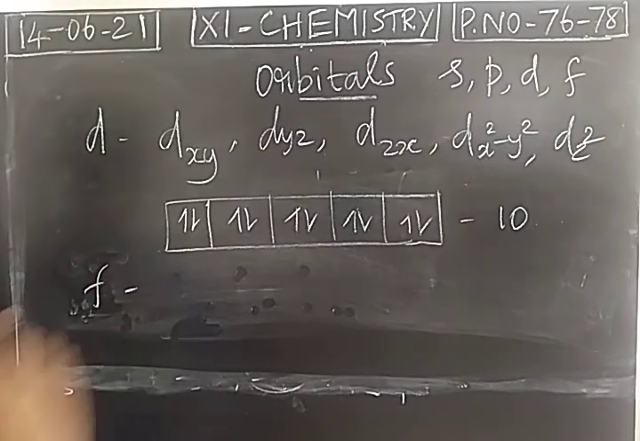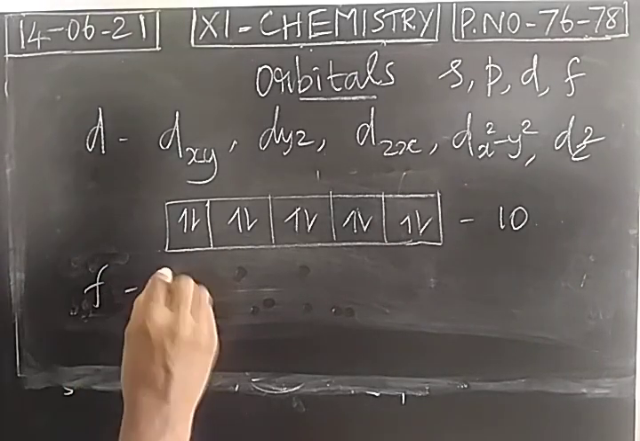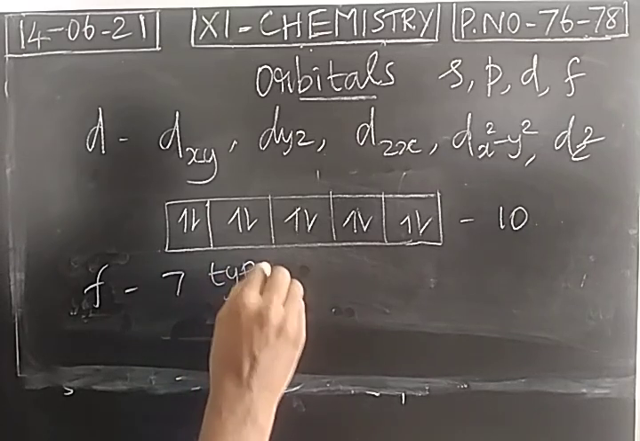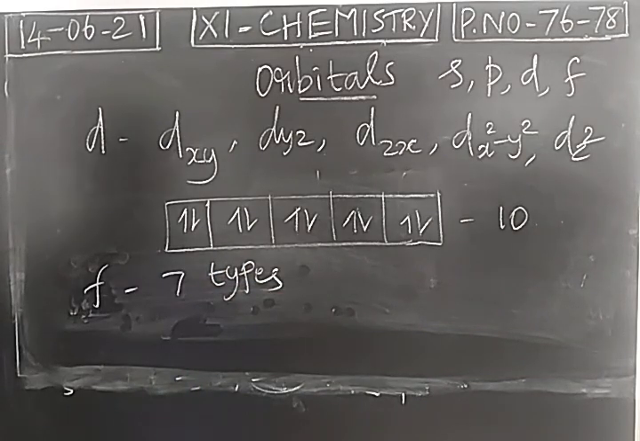Then when you take f orbital, there are 7 types. 7 types of f orbitals are present. Each type will accommodate 2 electrons. So maximum number of electrons will be 14. So all these are basics.